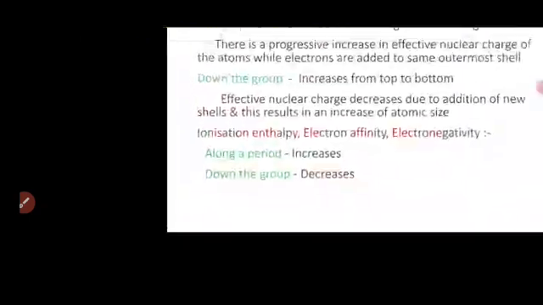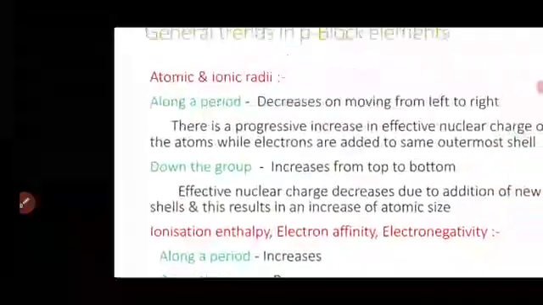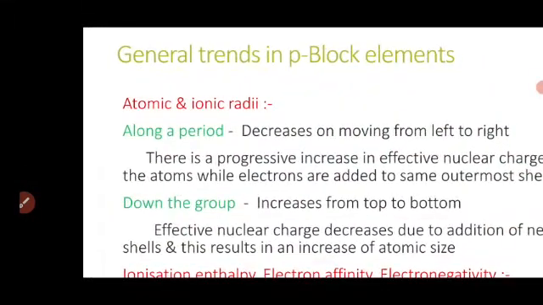Now, let us study the general trends in p block elements, that is general properties, how they are changing. In classification of elements and periodicity properties, we have studied some of the properties, how they are varying along a period and down the group. Out of that, the first one is atomic and ionic radii.